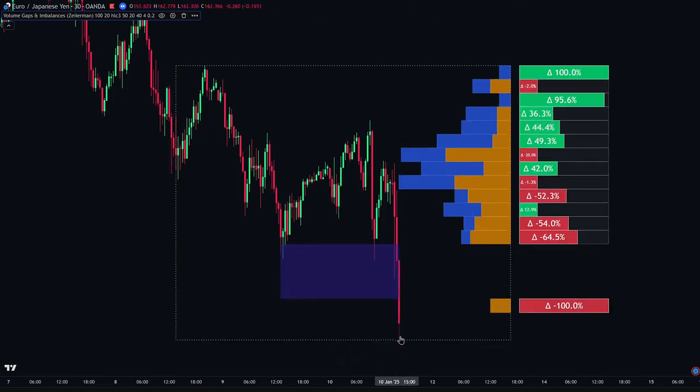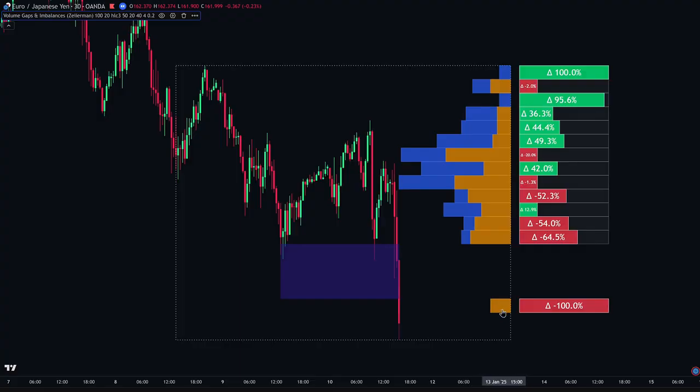So right now, we have a strong bearish candlestick breaking below the purple true volume gap zone over here. At the same time, we can see that the delta over here is on the negative side, and we also cannot find any buyer interest at this level. We only have the orange volume profile bars over here, which is showing strong seller interest.